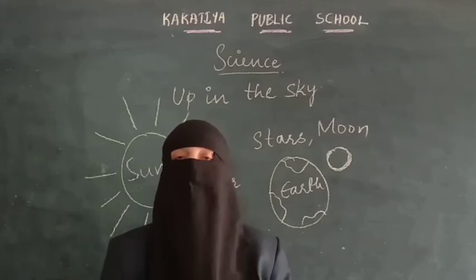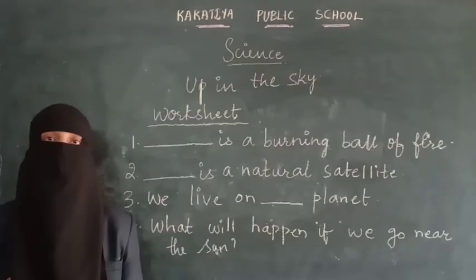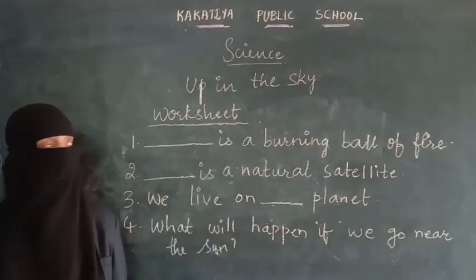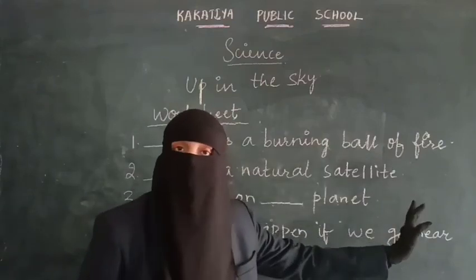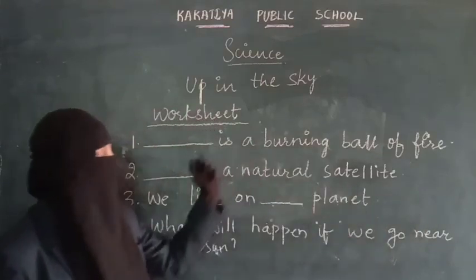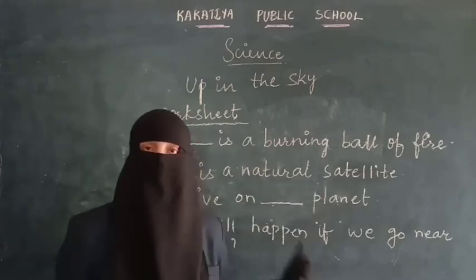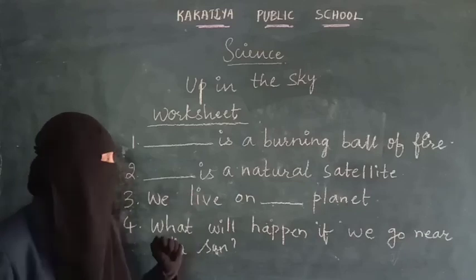Okay, students. So, this was your lesson, Up in the Sky. Students, your homework or worksheet is this. You have to complete this. First is the blank: Dash is a burning ball of fire. What is a burning ball of fire? That you have to write here. Dash is a natural satellite. What is a natural satellite? That you have to write here. Name of a natural satellite.